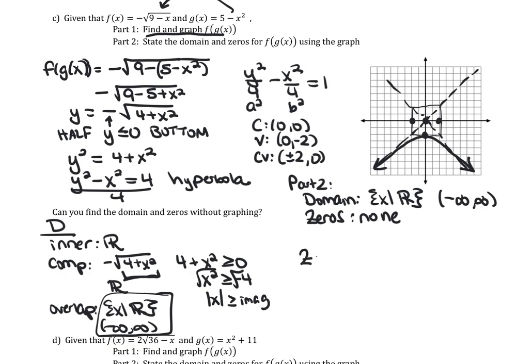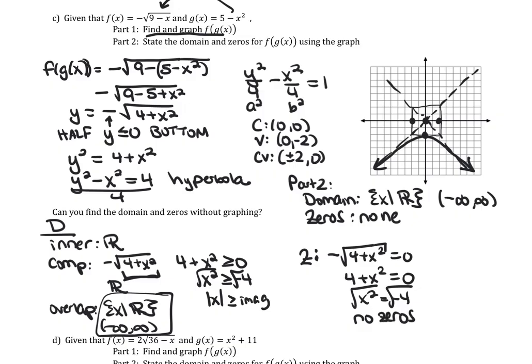And then our zeros, something similar happens. You take the composition, set it equal to 0. Of course, you can divide by -1 first, which isn't going to change anything. Square both sides. 4 plus x squared equals 0. Subtract 4, and notice, same idea. We go to square root. We can't take the square root of a negative number, which would mean we would have no zeros. So both of those confirming what I have up above, that the graph will do for me as long as I know how to graph.